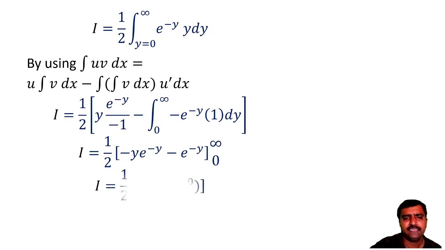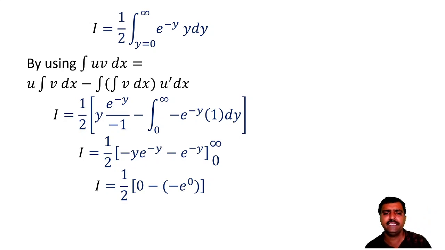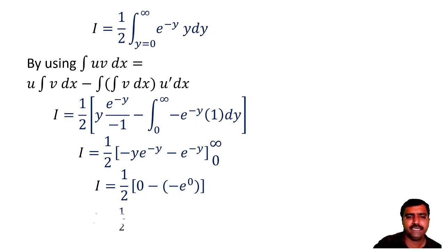Now you apply the limit: e to the power of minus infinity is 0. When you apply 0 in place of y for the lower limit, the first term becomes 0. In the second term, putting 0, it is minus of minus e to the power of 0, that is 1. So 1 into 1/2 is 1/2. 1/2 is the required value of the double integral. What is the value of the double integral? It comes to 1/2.